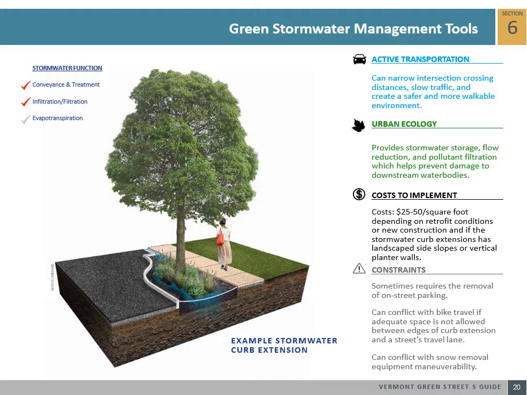Pervious paving is primarily used on parking lots and roadways with low traffic speeds and volumes. Pervious paving should not be used in situations with known soil contamination or high groundwater tables, as the stormwater entering the subsurface could migrate pollutants.